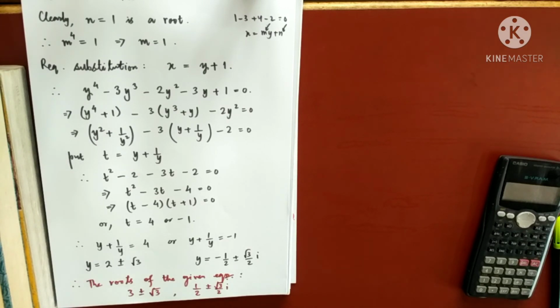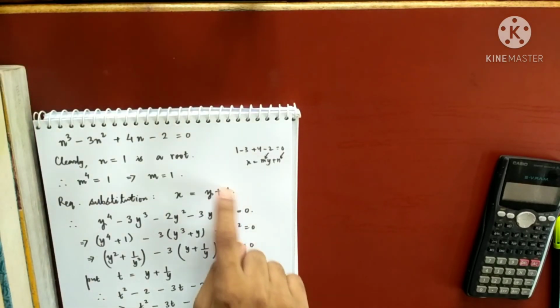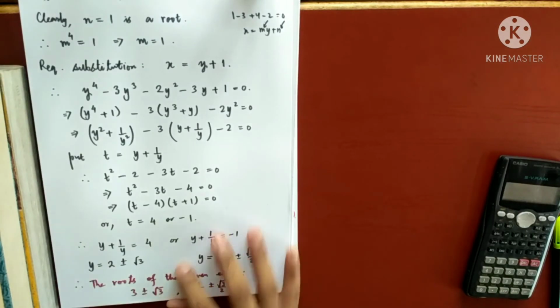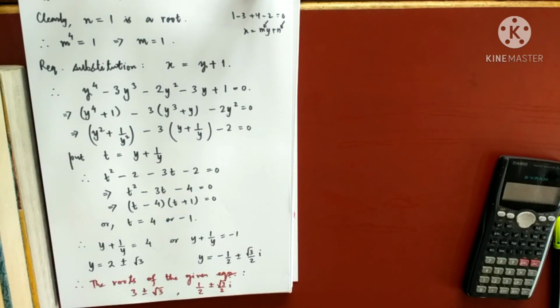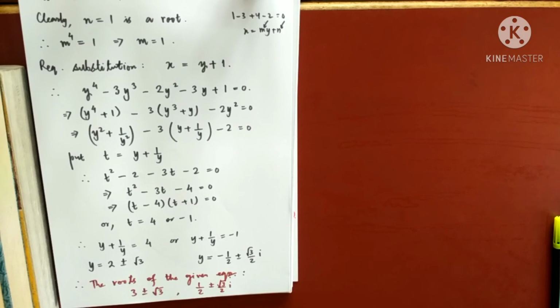That means the question was: using a proper substitution of the form my plus n, you reduce that into a reciprocal equation, solve for the values of m and n using the conditions obtained from the reciprocal equation, then solve that reciprocal equation. Once we have solved the reciprocal equation, the roots of the original equation will be the roots of this equation plus 1. So these are my roots of the original equation. The original equation was not a reciprocal equation, but it was reduced to a reciprocal equation, and then we got the solution. Did you understand?